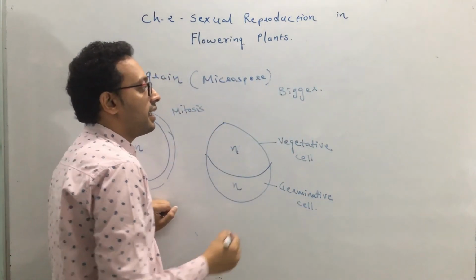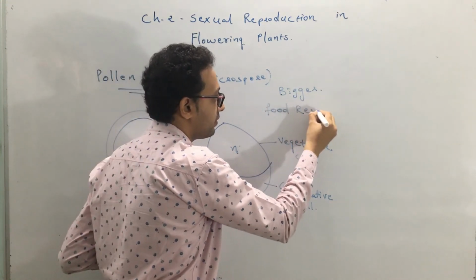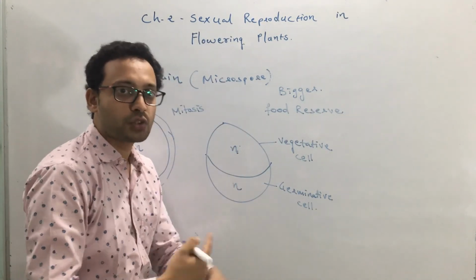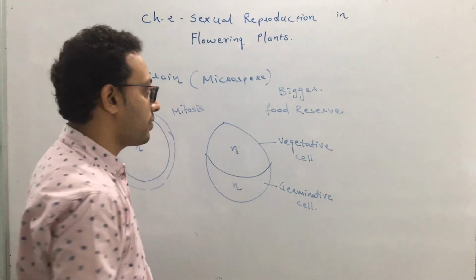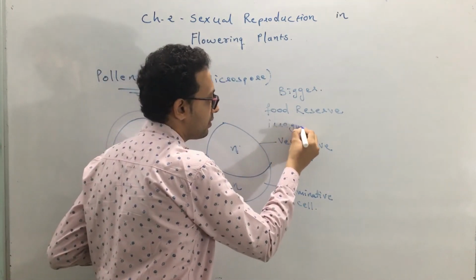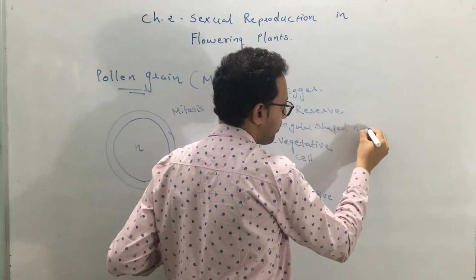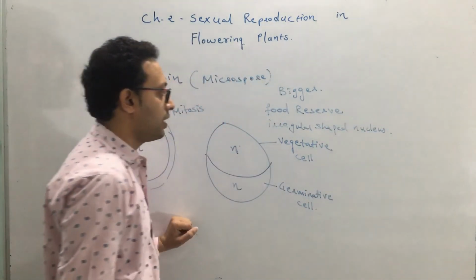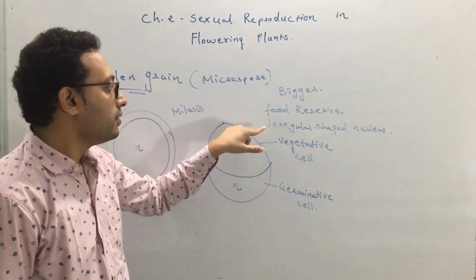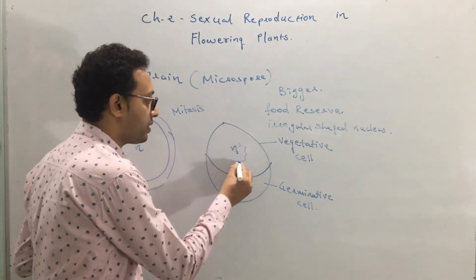Apart from that, it has a large food reserve. It contains a lot of food, and this food is supplied to a male gamete for its survival. And it has an irregularly shaped nucleus. So what are the characteristics of the vegetative cell? It's bigger, it contains a large quantity of food reserve, and it has an irregularly shaped nucleus.